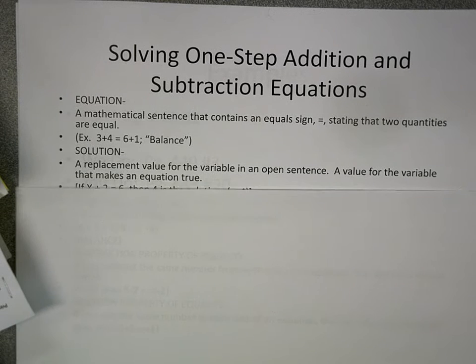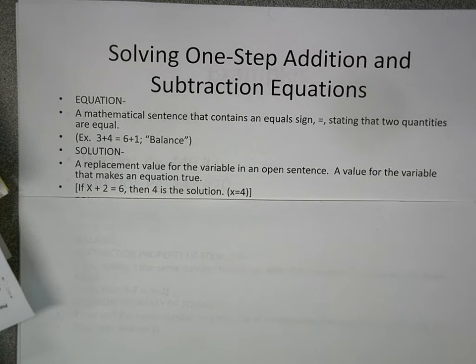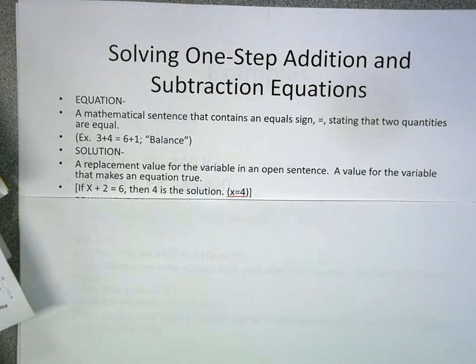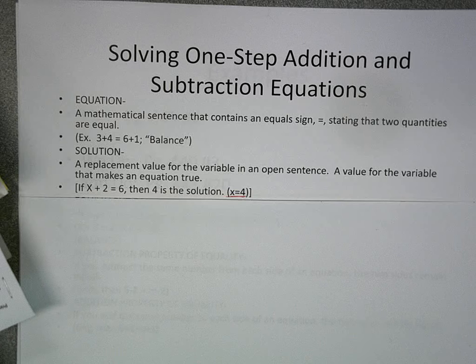So in your little box off to the side, go ahead and write this. If x plus 2 is equal to 6, then 4 is the solution. If x plus 2 equals 6, then 4 is the solution. Then right next to it, go ahead and write x is equal to 4, because that would be how a solution is expressed.